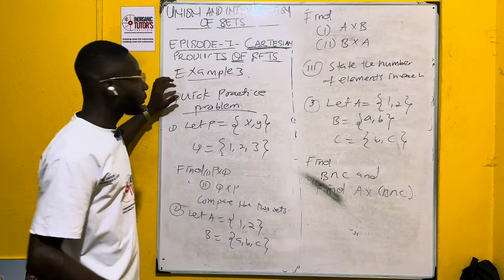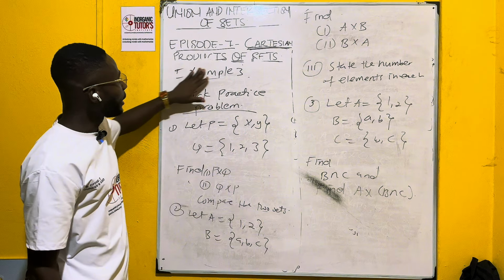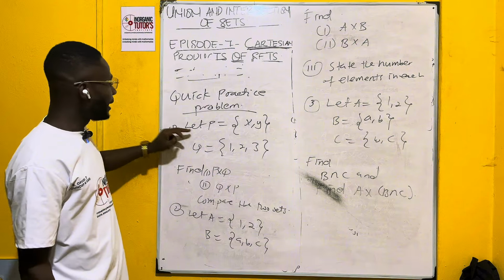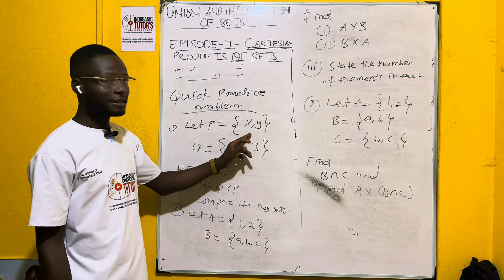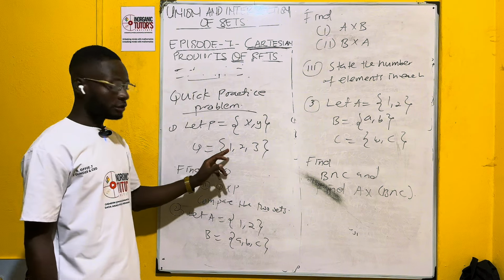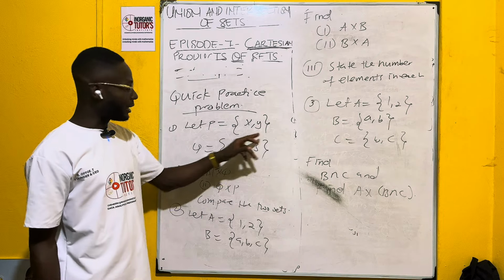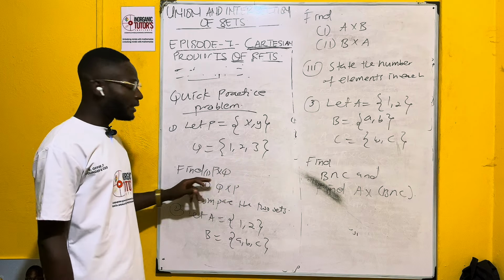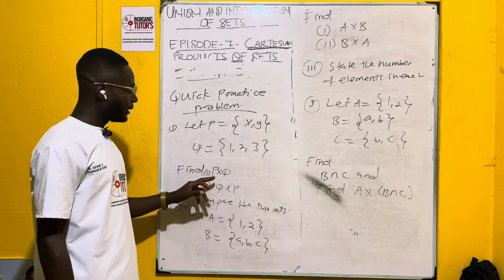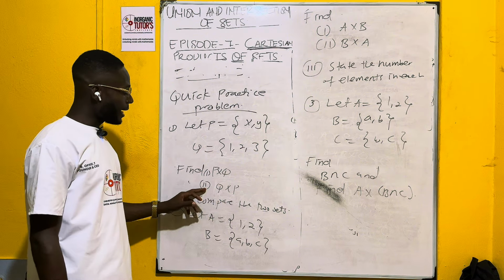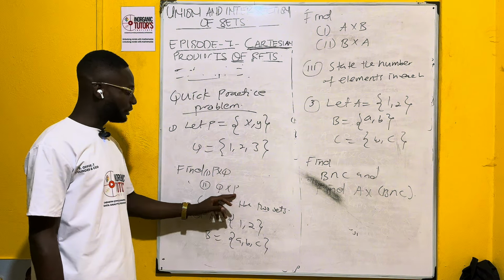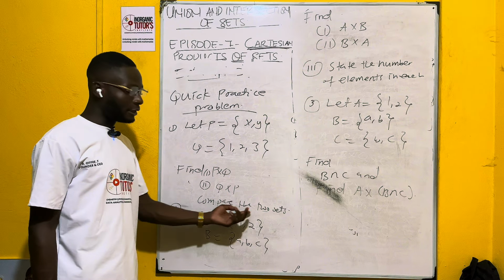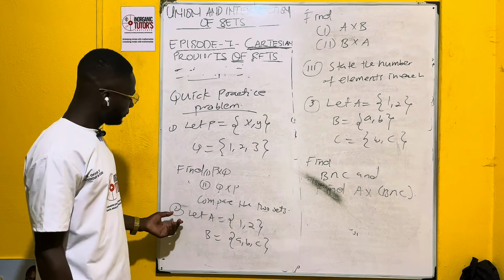Now, another quick practice problem that I want to leave with you. Question 1. Let P equal the set x and y. Q equals the set 1, 2, and 3. Now, I want you to find (i) P cross Q, (ii) Q cross P, and I want you to compare the two sets, right?